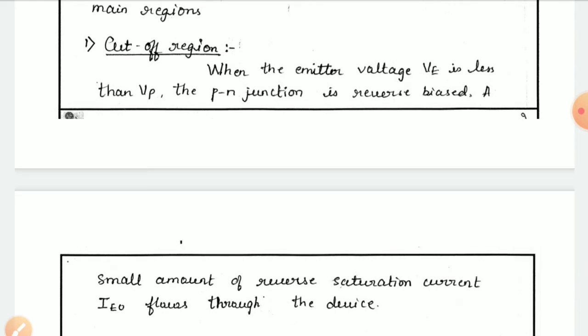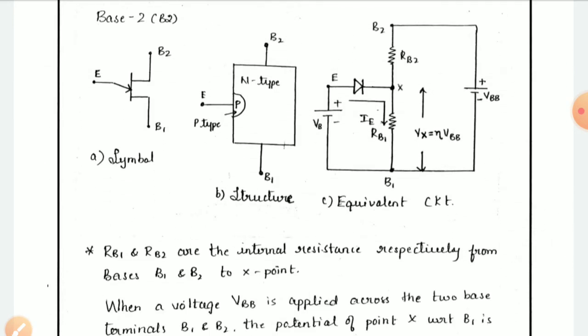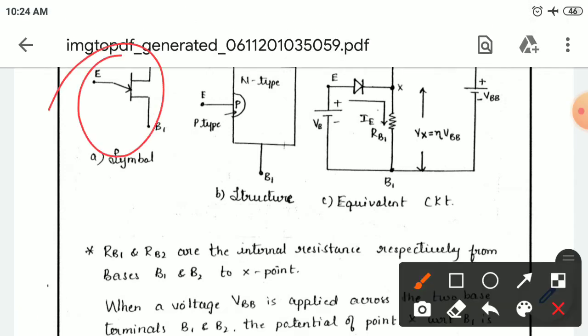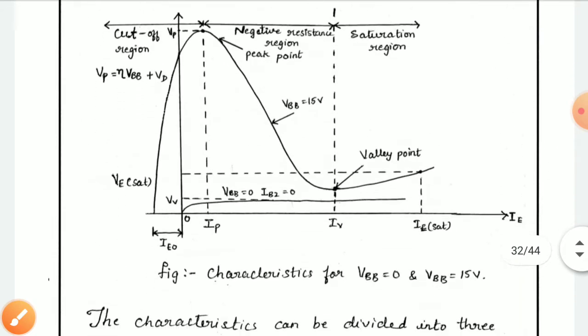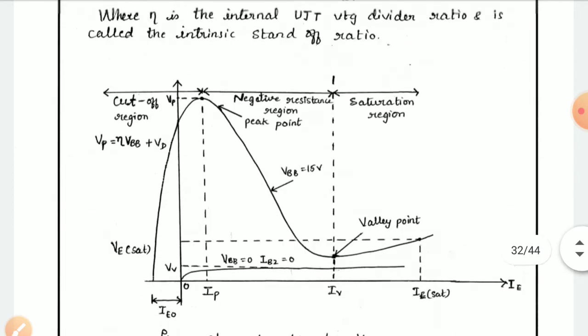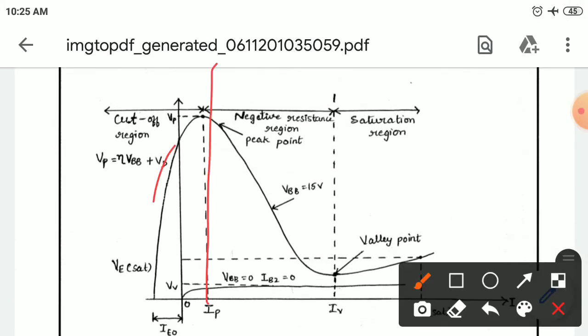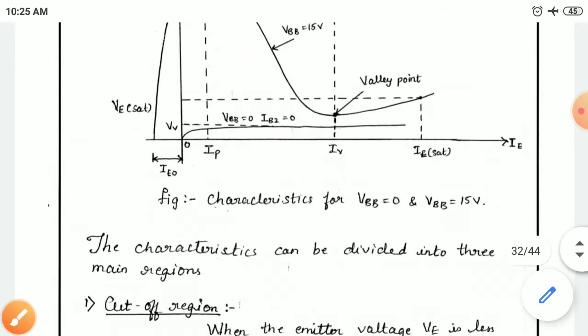In the cutoff region, the emitter voltage VE is less than VP, the peak voltage; you can refer to the equivalent circuit. Whenever the emitter voltage VE is less than VP, the PN junction is reverse biased, and a very small reverse saturation current flows through the device. Up to here is the cutoff region, where the current is negative and very small.